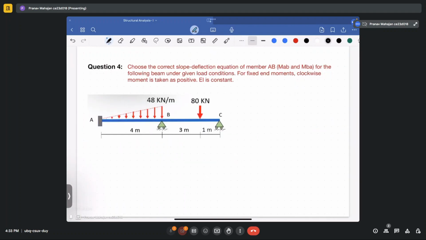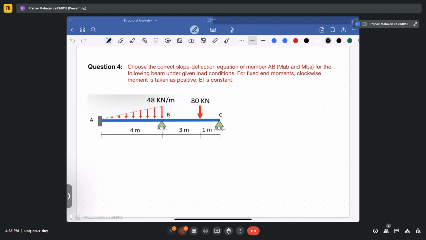Now let's solve another question. This is your continuous beam in which one span is loaded with uniformly varying load of 48 kilonewton per meter, and you have a concentrated point load of 80 kilonewton in between B and C, and it is not at the middle point, it is at a distance of 3 meter from support B. So what is required in the question? In the question it is mentioned, choose the correct slope deflection equation for member AB for the following given beam under given load conditions.